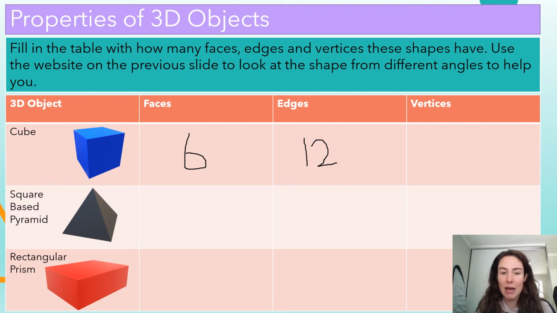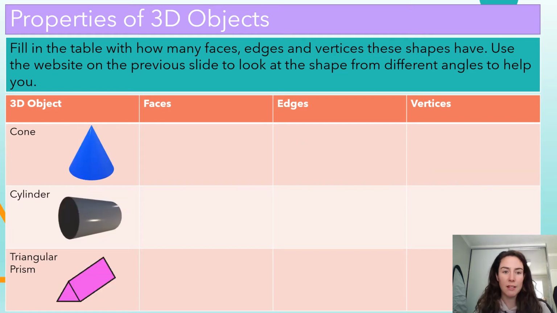And the vertices are the corners. So we did look at the word vertices last week. So you want to count how many corners there are. So 1, 2, 3, 4, and then there's 4 on the bottom, 1, 2, 3, 4. So 8 in total there. So you've got the answers here, and you have to fill in the rest for these two, and then on the next slide as well, there's a couple more shapes to do, but you're welcome to use the website to help you as well. And so we've got a cone, cylinder, and triangular prism to do now as well.